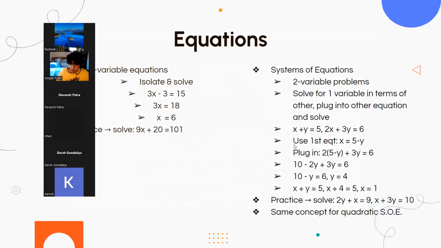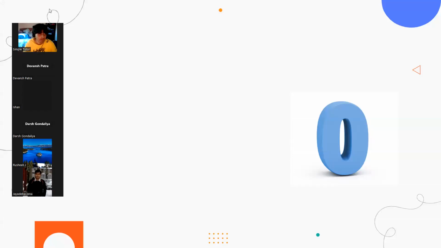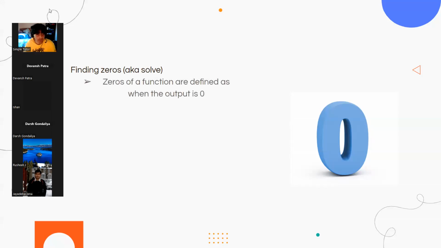I'll open another one later, but another basic thing you've probably done, depending on your level and grade, is to find the zeros of an equation. If you're given an equation, they'll just say solve this equation. It's really finding your zeros, which is another way to word it. So the zeros of a function are defined as when the output, or y, is 0.